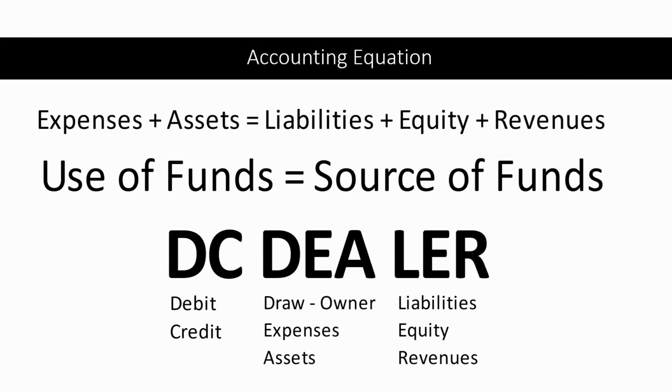A highly effective mnemonic to help with memorizing the accounting equation's relationship to the double entry accounting system, the debits and credits, is DC Dealer. DC Dealer stands for debit, credit, draw from owner, expenses, assets, liabilities, equity, and revenues. Make sure to memorize this. It's worth saying it again, so DC Dealer, memorize this. Shout out to CPA Strength's YouTube channel, where I was first exposed to this mnemonic.